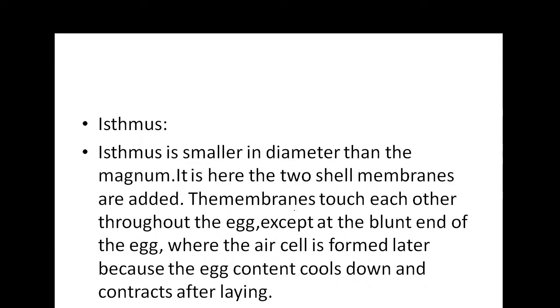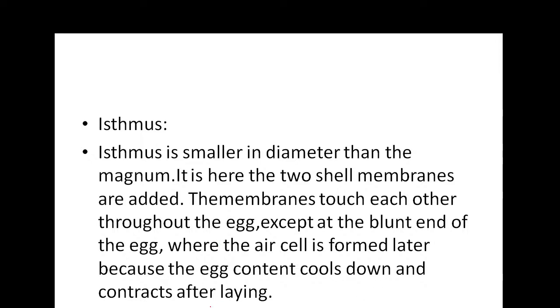And there are two shell membranes, and the membranes touch each other throughout the egg. You might have noticed that membrane around the egg, except at the blunt end of the egg. When cracking an egg, you might have noticed one region, the blunt region, where we start cracking the egg. If it is a cooked, boiled egg, we start removing the shell from the blunt end, the slightly flattened side. The reason is that because there is an air space there, the egg cracks easily when tapped. That is what is called the air space. That is where these membranes fuse.